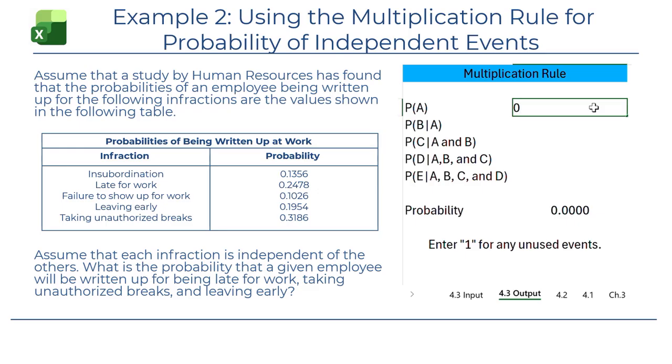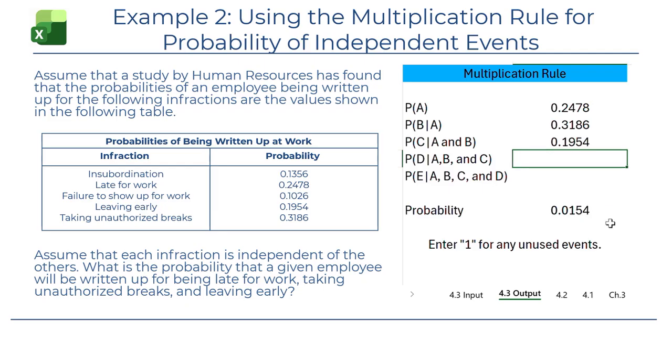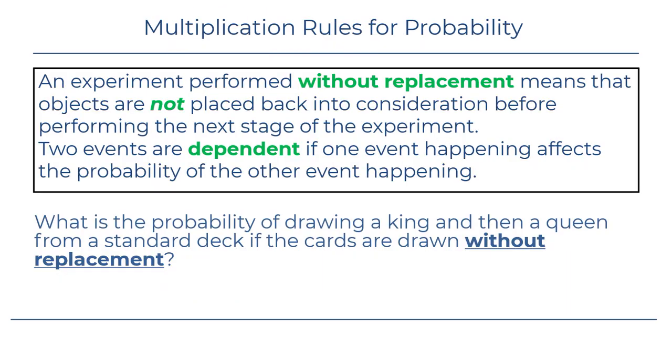So we can see by the table that the probability of A is 0.2478. The probability of B, which would be taking unauthorized breaks, is 0.3186. And the probability of C, which is leaving early, is 0.1954. So the probability of one employee being written up for all 3 infractions is 0.0154, or about 1.54%. Let's now go back to the multiplication rule for probability.